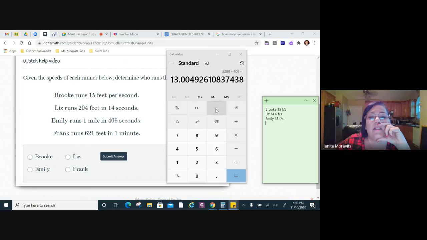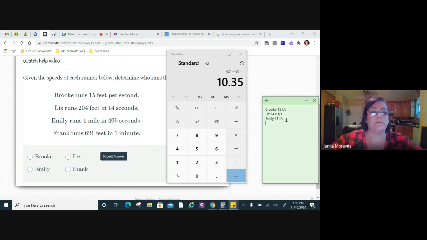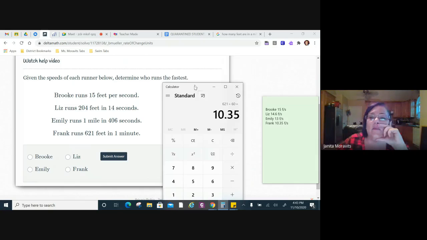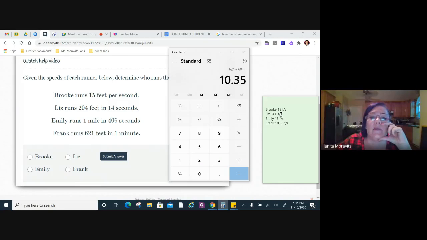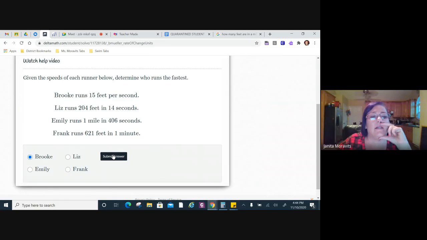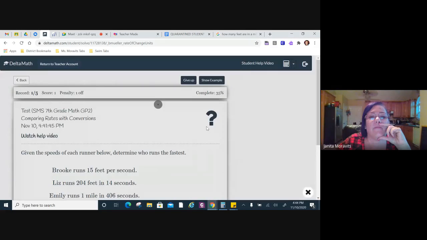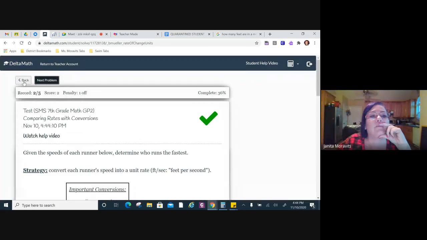All right, and now we have Frank, who runs 621 feet in 1 minute. Well, we know that 1 minute is 60 seconds, so let's do that. 621 divided by 60, 10.35. So that's Frank, and he runs 10.35 feet per second. All right, we want to know which runner is the fastest. Well, who's the fastest? That's going to be Brooke because she runs 15 feet per second. So let's submit that. And there we go.